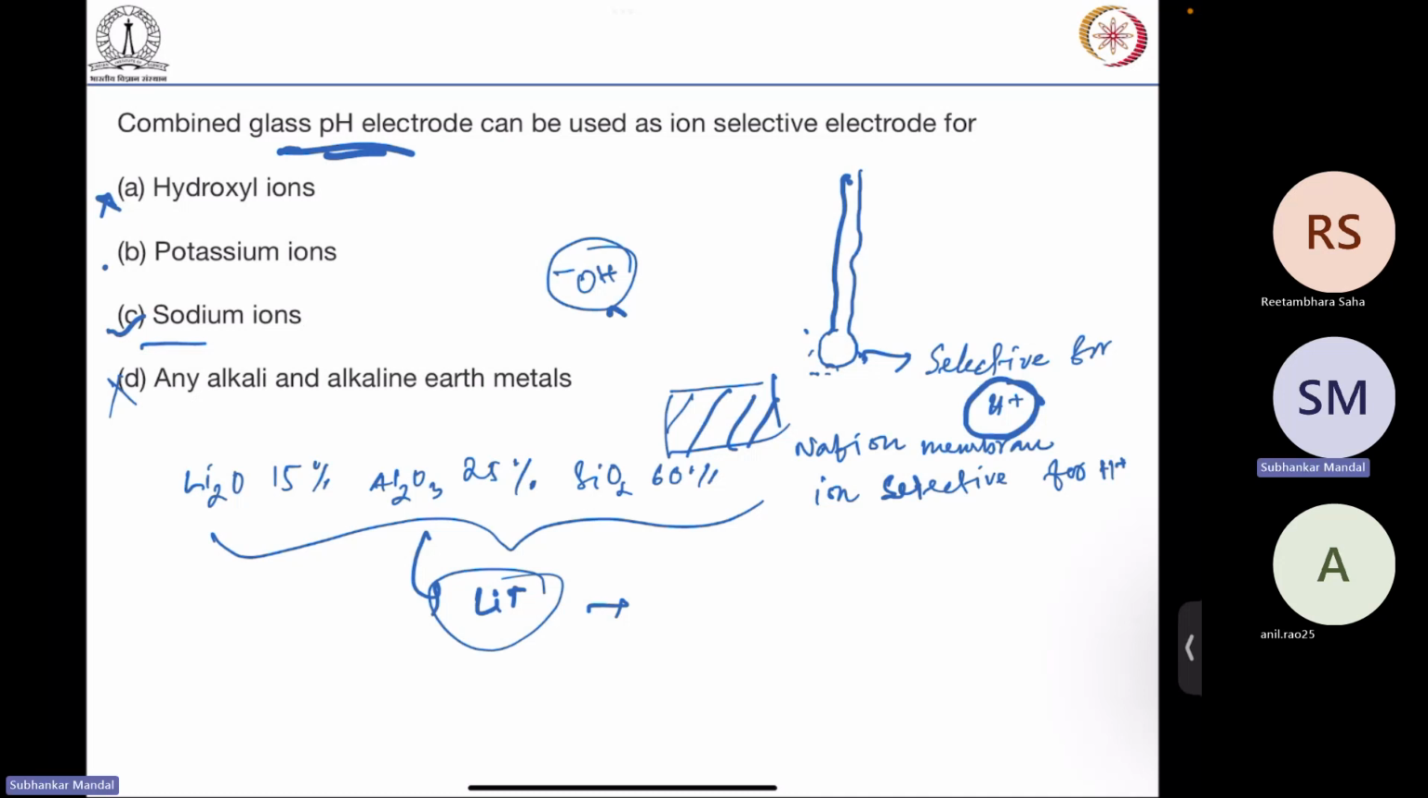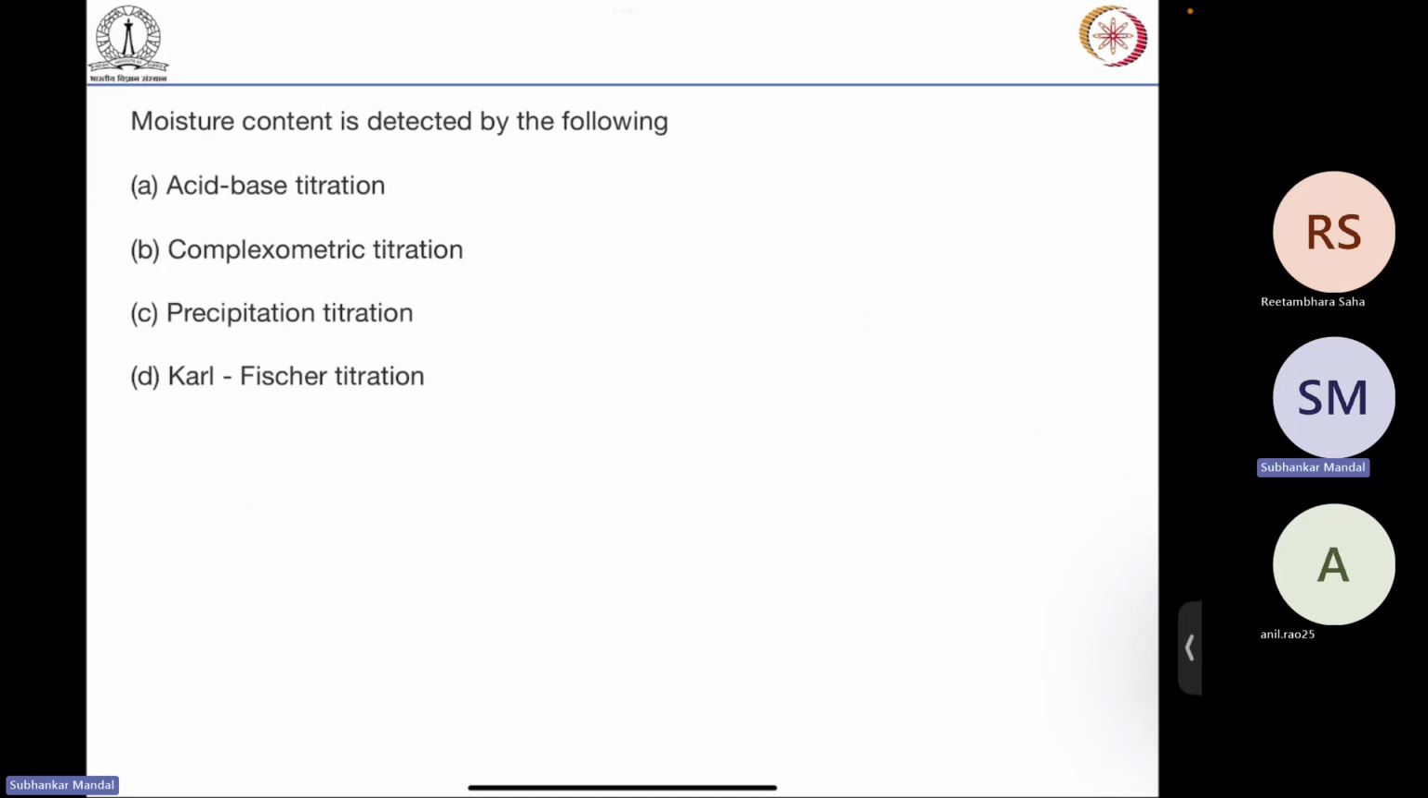Okay, so there is another example also we have observed. So the answer is C, for sodium ion, where a glassy pH electrode can be used as an ion selective electrode. Okay, so the next question we can see.